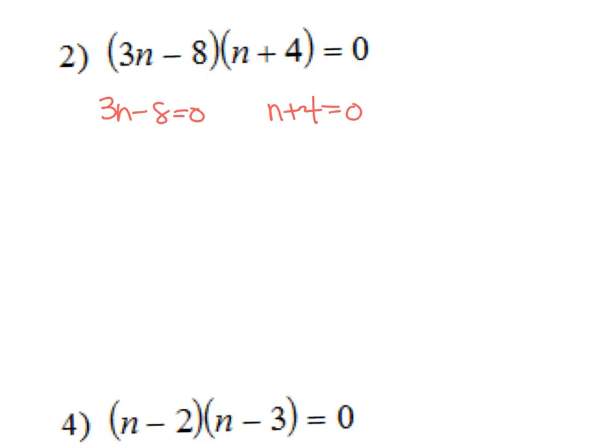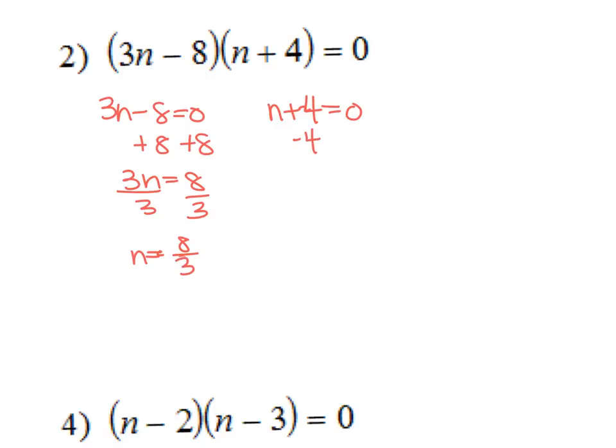That's a weird 4. All right, and now I'm just going to solve for n. So I add 8 to each side. I get 3n equals 8, and then divide by 3 on each side. I get n equals 8/3. It is okay, and that's not a third. It is okay that it's a fraction. That's absolutely fine. It doesn't have to be a perfect whole number.